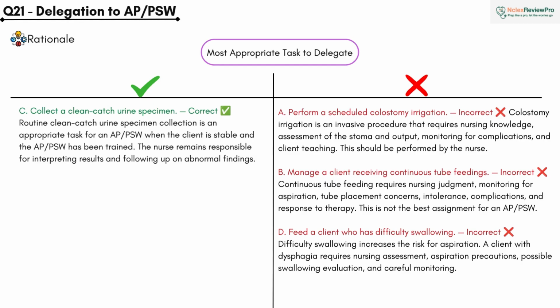Option A is not the best task because colostomy irrigation is an invasive procedure that requires nursing assessment, monitoring, and possible teaching. Option B is not the best task because continuous tube feeding requires nursing judgment, monitoring for aspiration, tube placement concerns, intolerance, and complications. Option D is not appropriate because difficulty swallowing creates an aspiration risk. A client with dysphagia needs careful assessment, precautions, and monitoring.